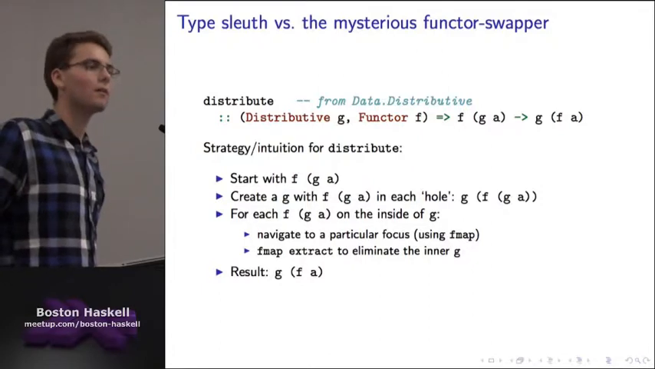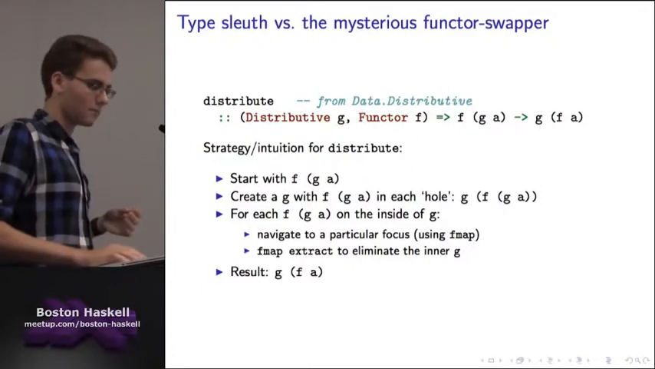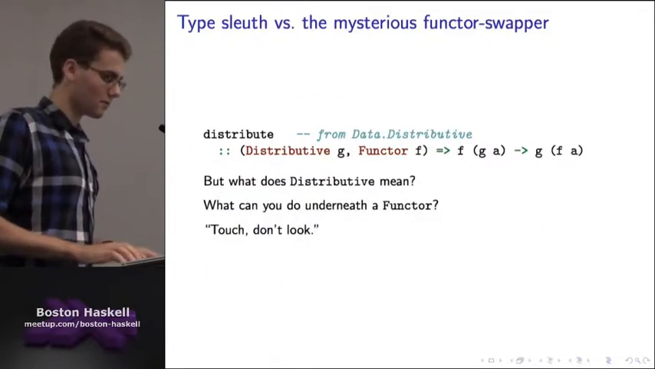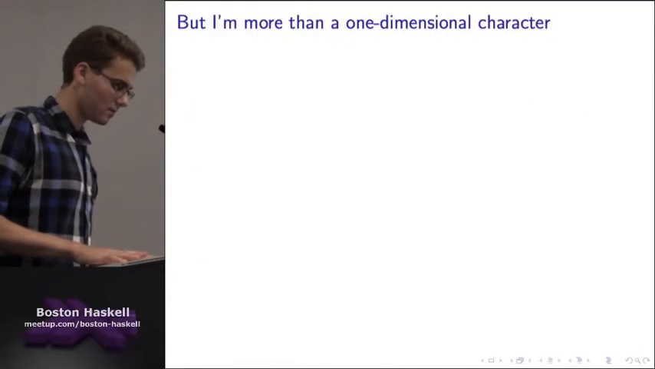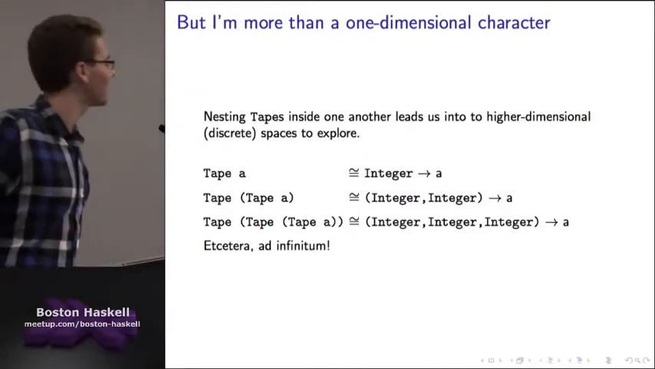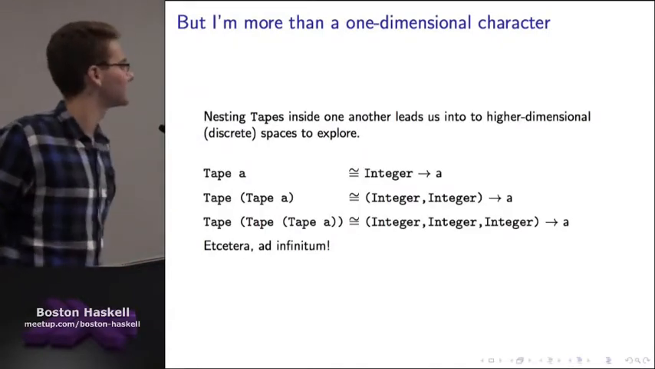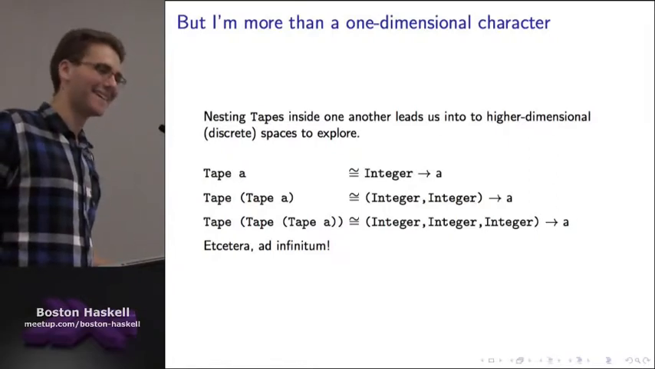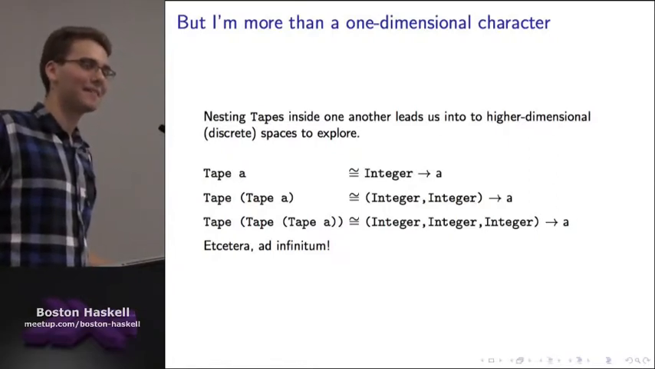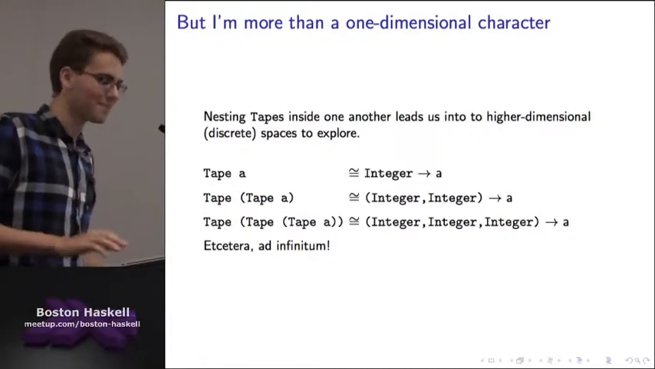If you look back at your slide a couple slides ago when you talked about the shape of tape, where you had tape, there you go, you just passed it. Tape of A is isomorphic to integer to A. The representation of your tape is integer. And therefore tape is actually the co-writer comonad in disguise, for integer.